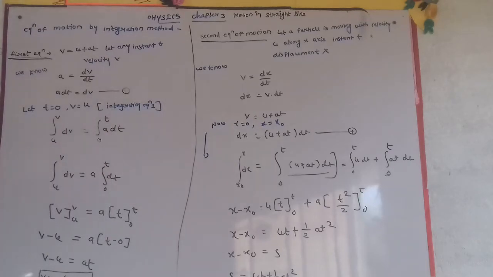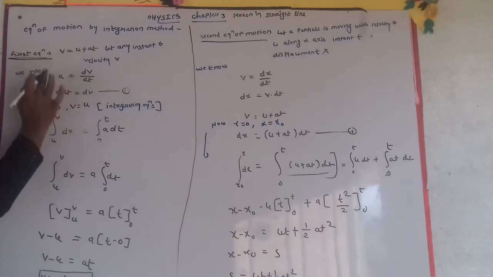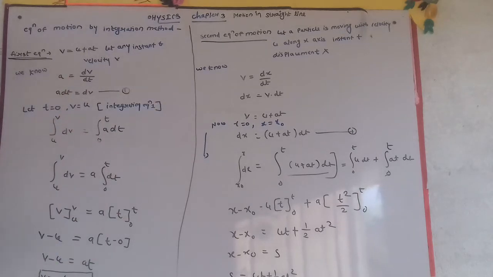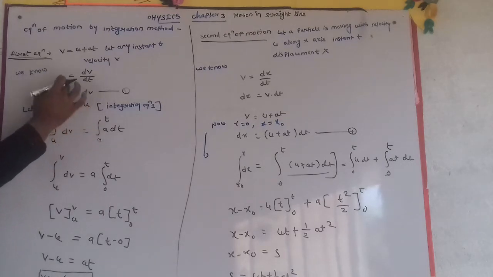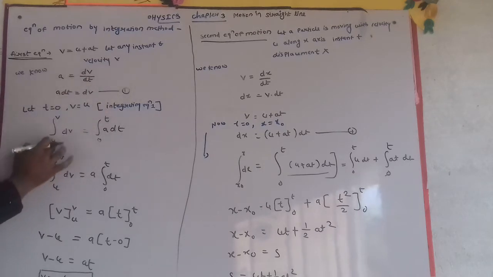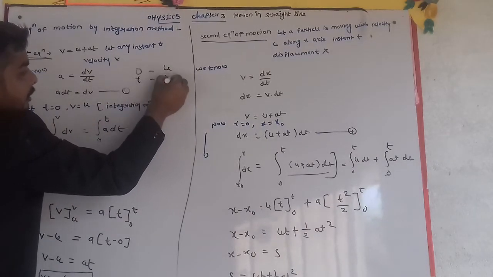We know that the rate of change of velocity is equal to acceleration, so A equal to dV upon dt, meaning change of V with respect to time. Cross multiplying, dV equal to A dt, which is our equation number 1. Suppose at instant t equal to 0, our velocity is u, and after time t the velocity is v. So we'll integrate velocity from u to v and time from 0 to t.